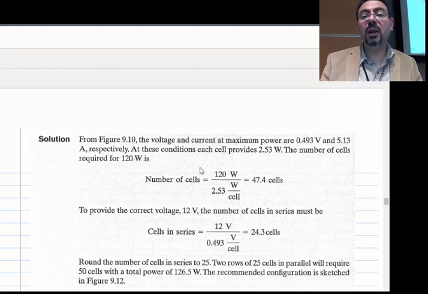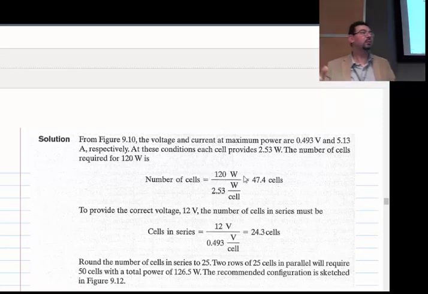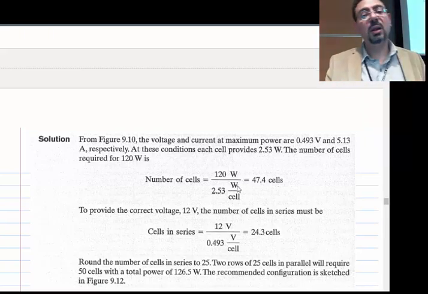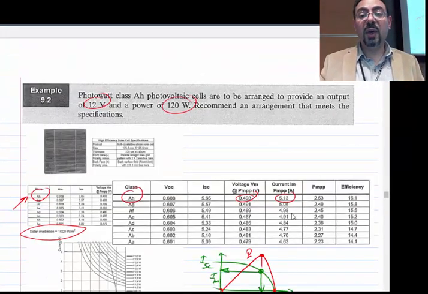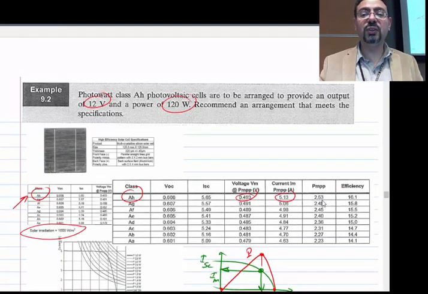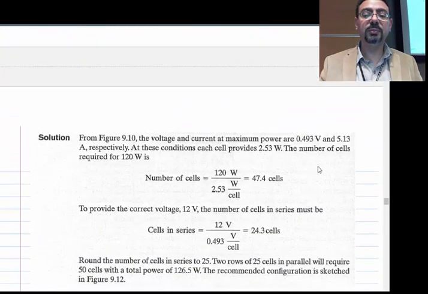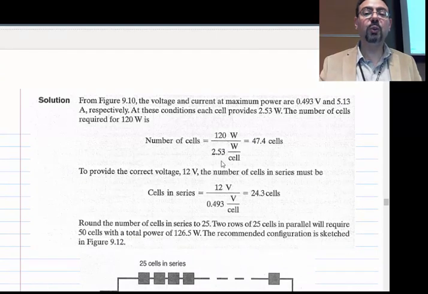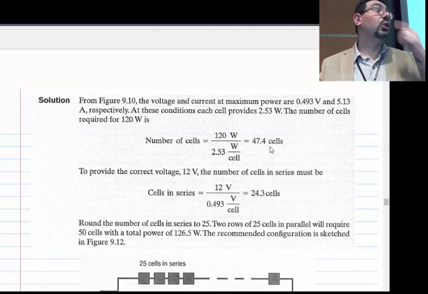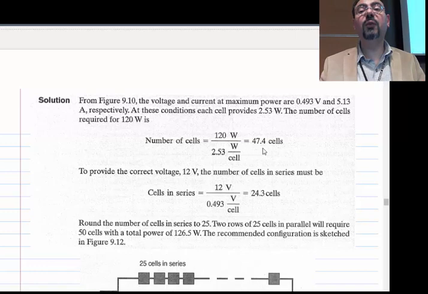Now the maximum power we want is 120 watts. We want to say this, give me 120 watts. So I will divide by the maximum power of one cell, which is this guy times this guy, it's 2.53. That's the maximum power you get. 120 over 2.53 is 47.4 cells. So you need a total of 47 cells, and you need 24 in series to get the right voltage.